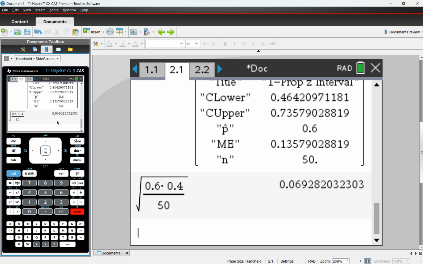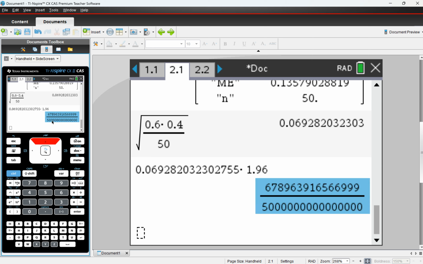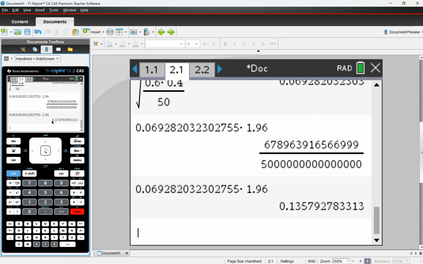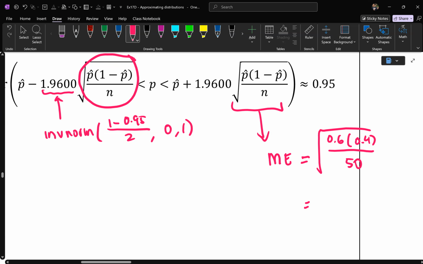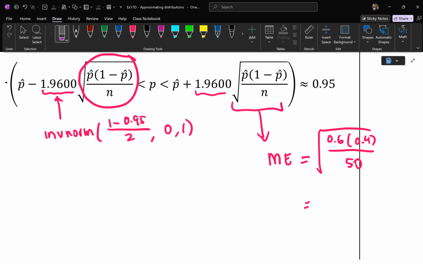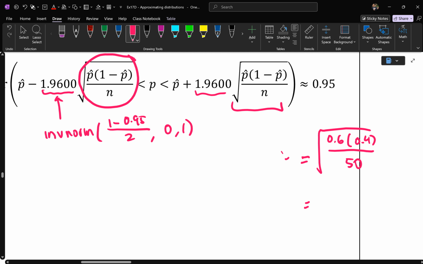What am I missing? Why doesn't this equal the ME? Times by K, because this is only the standard deviation. I haven't multiplied by K yet, so times by 1.96. That was my K value. That's how they got it. So don't forget to multiply by K there. You've just done this bit, that's the standard deviation, and then times by K becomes ME.